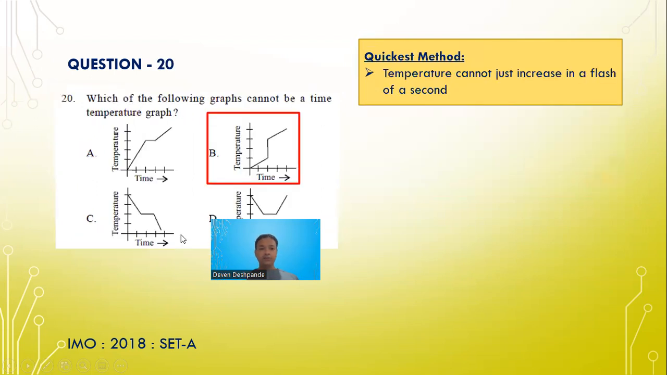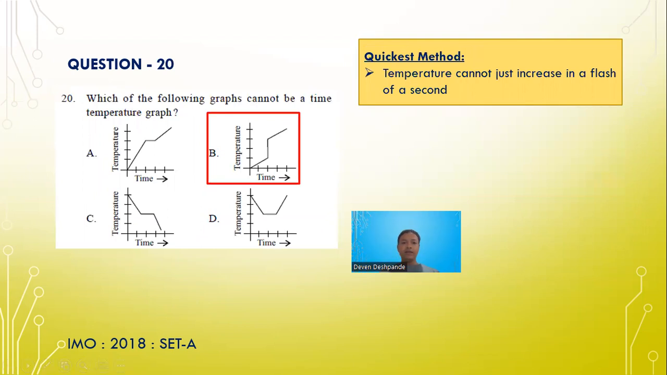Okay, next one, which of the following graphs cannot be a time temperature graph? Okay, which cannot be? So option B cannot be a time temperature graph, because in a flash of a second, the temperature cannot rise. Here, the y-axis is temperature, time is the x-axis. You just cannot say that in a flash of a second the temperature is rising, isn't it? It cannot happen. Temperature needs time to rise.